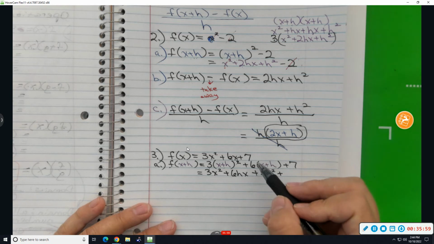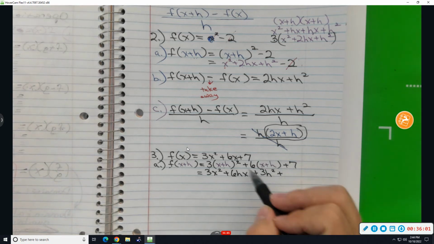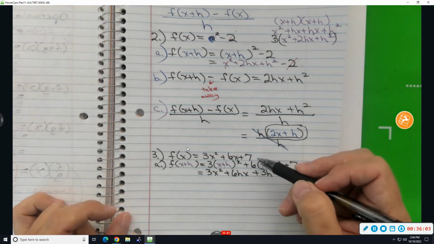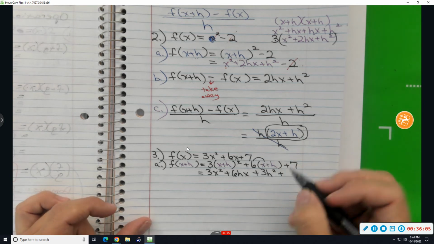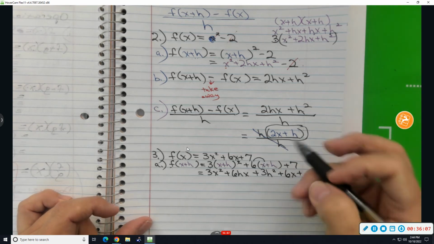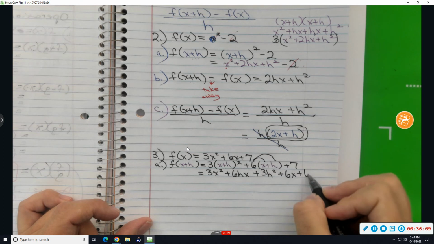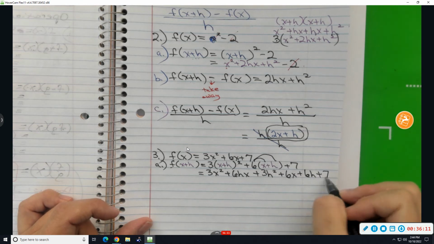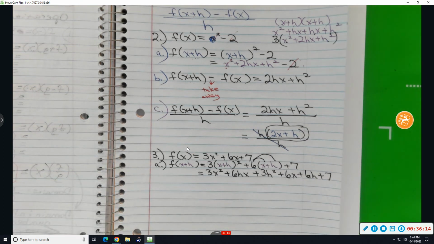So what are we going to do to remove these parentheses? 6x plus 6h. And don't forget your dangling plus 7. That's it. Any questions there?